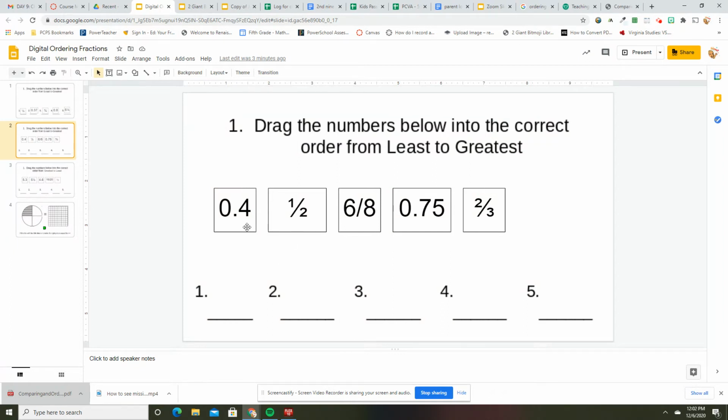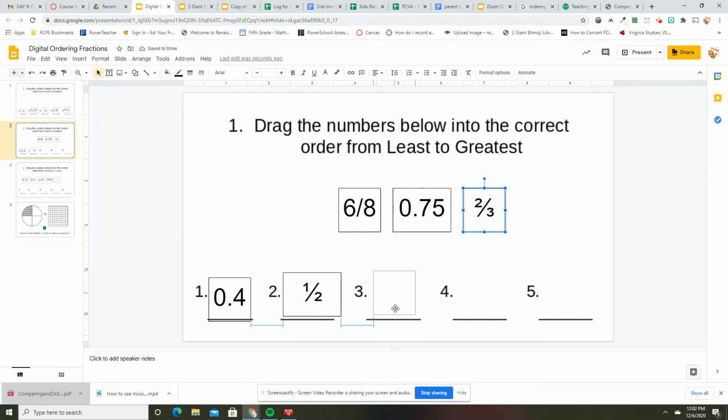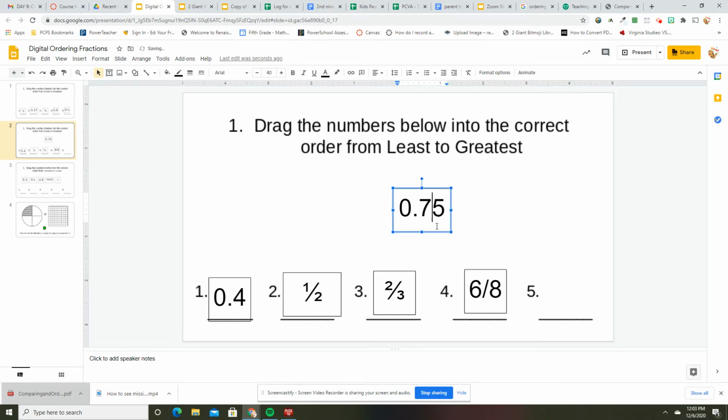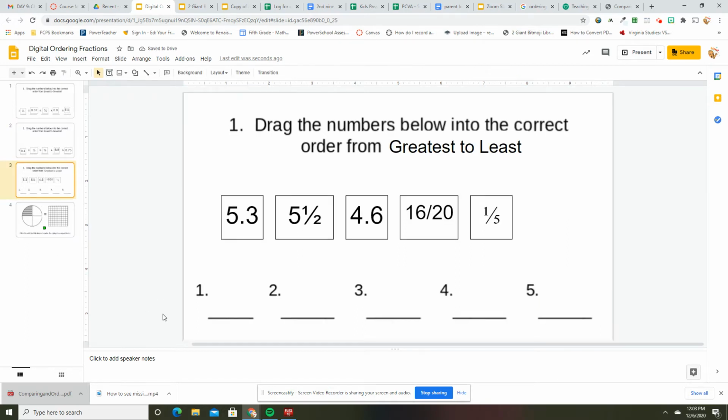So 1/4 was the smallest. Well, this is pretty much in order almost. Okay. So 1/4, 1/2, 2/3, 6/8. Oops, 75 hundredths. Okay. All right, moving on.